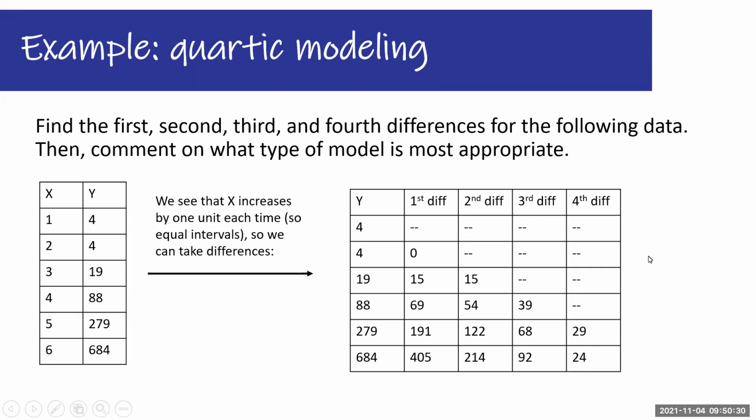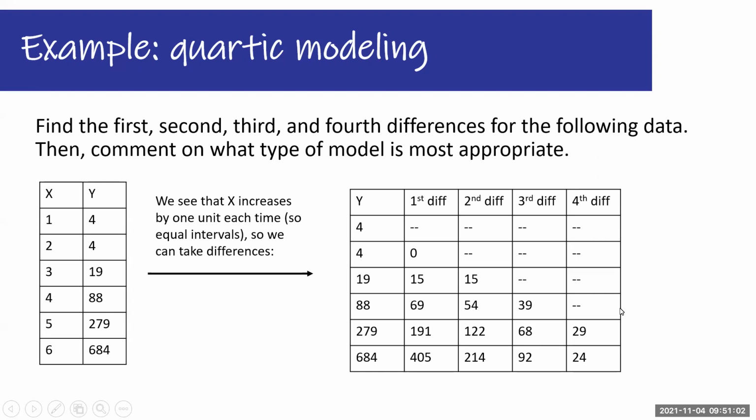Now, if we want to consider what model is most appropriate, if we look at our first differences, those are nowhere near constant, right? So it's not linear. 0 to 15 to 69 to 191 to 405, that's jumping up dramatically each step. So definitely not a linear model. Our second differences do something similar, not quite as dramatic, but not great either, right? We're going from 15 to 214 in 4 steps. Third differences have a nice increase too. It's a pretty hefty increase from 39 to 92 in 2.